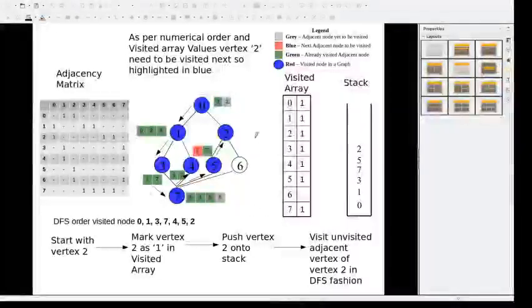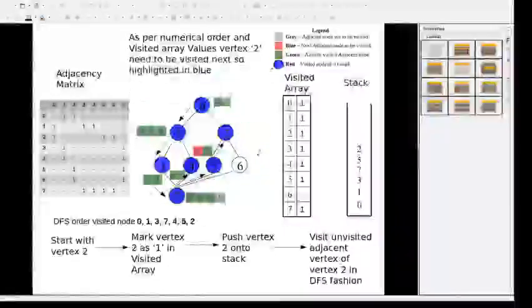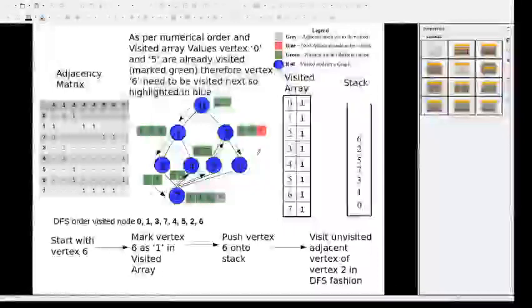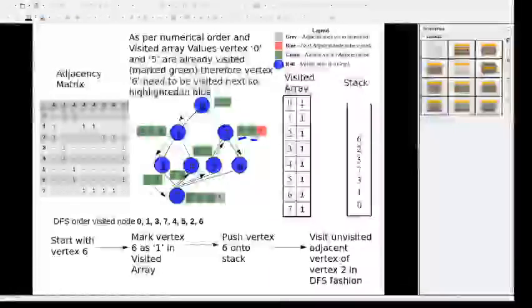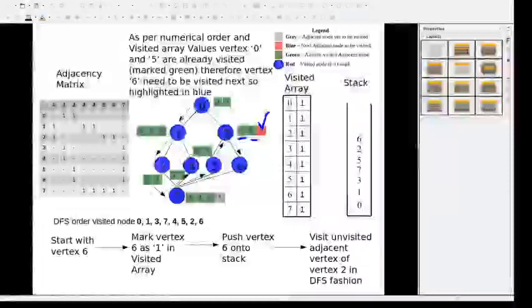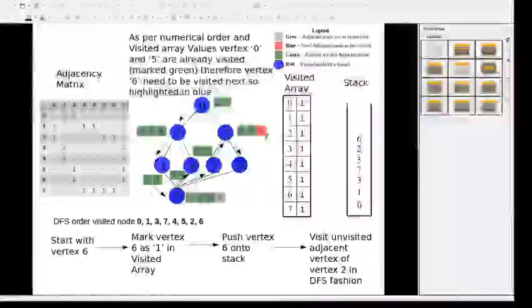So if you see, node 2 has 3 adjacent vertices. In this case it will be 0, 5 and 6. As per the numeric order, 0 is visited, 5 is also visited, so the next node that I should visit will be 6. So if you see, parallelly on this side also, the adjacent vertices I have written, I have changed their color. Every time I visit it, I will mark it with a green color. Okay. So the next node to be visited will be 6.